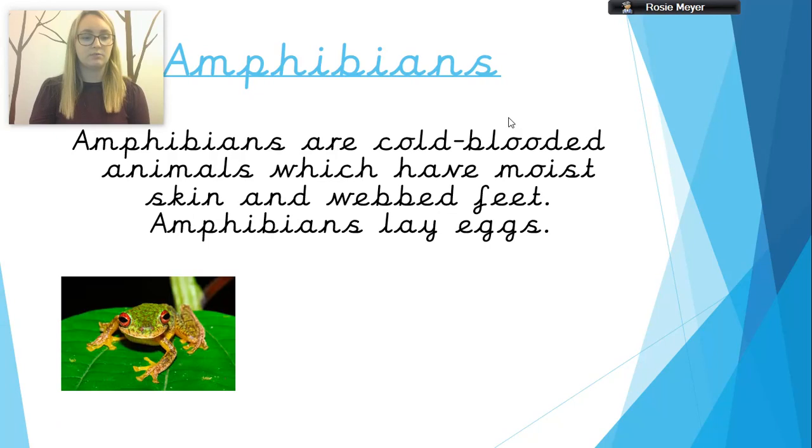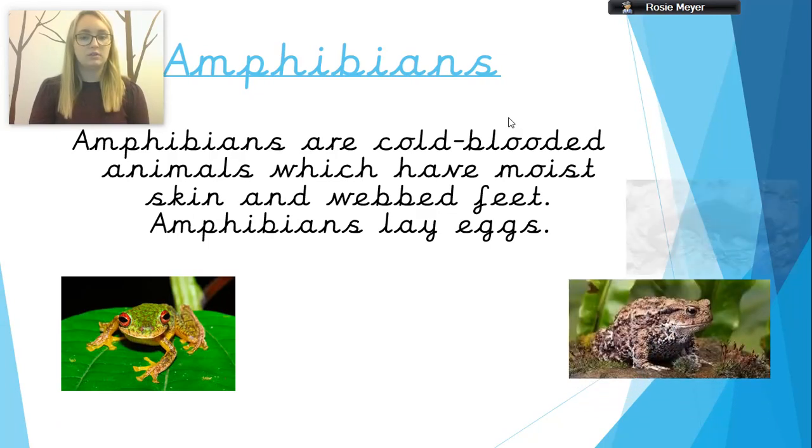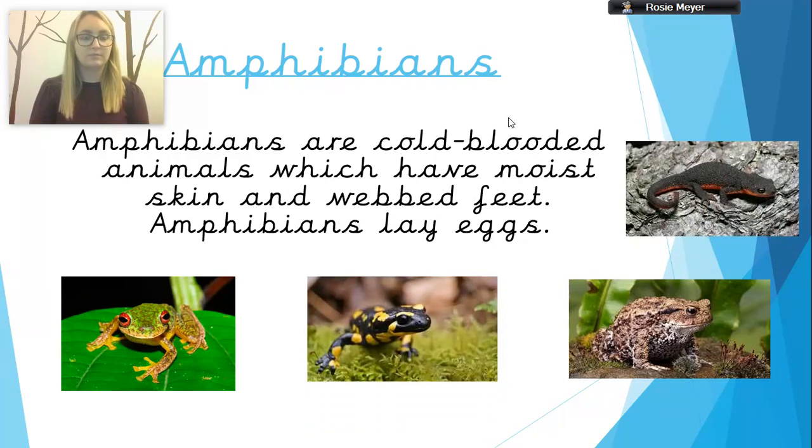So here are some examples. We've got a frog and a toad. We've got a newt and a salamander. So they're small, they look a little bit like lizards. Okay, and they live in the water and they lay eggs and they are an amphibian.